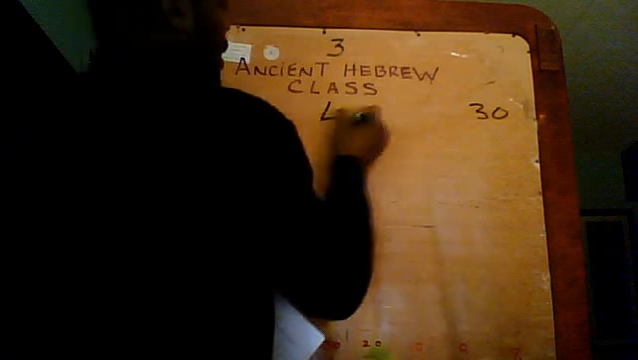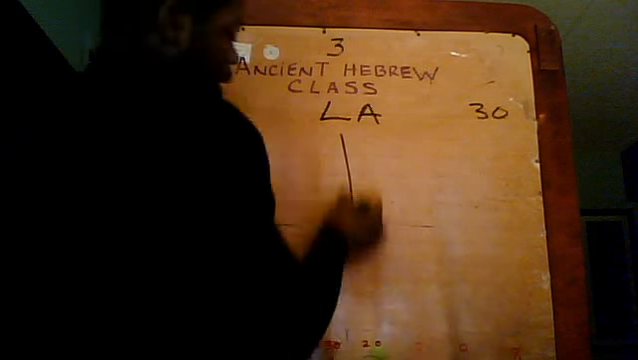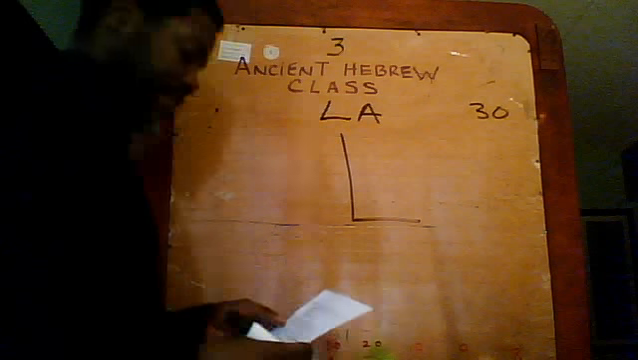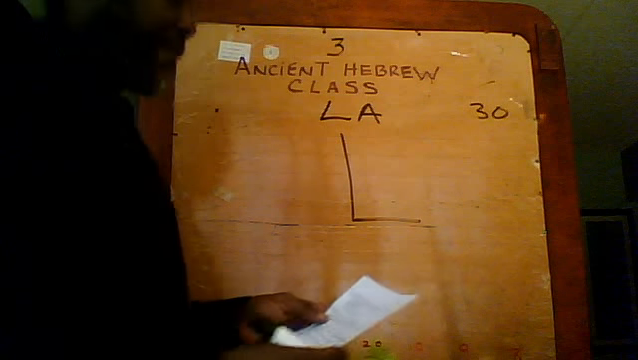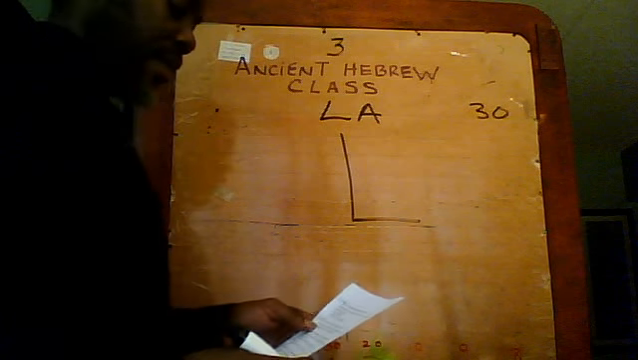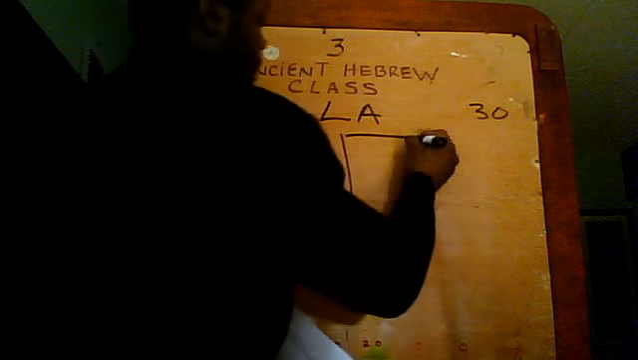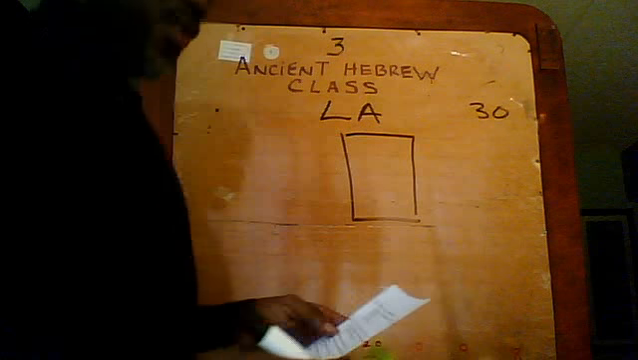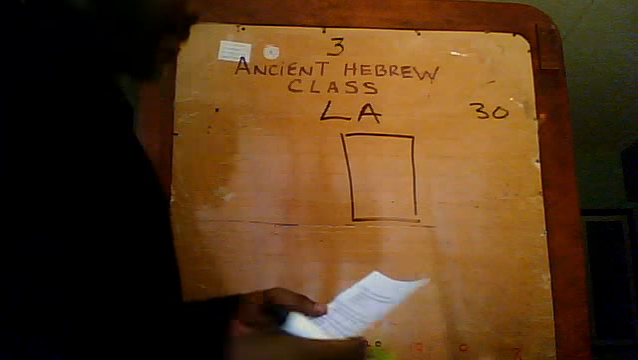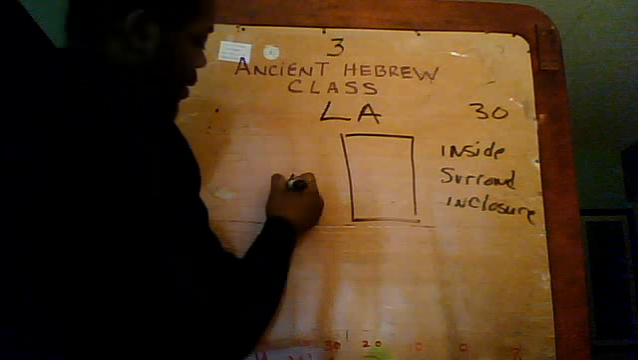30. La. La is a right angle square. This pictograph depicts a right angle square. When two are combined, they become a room, an enclosure, a box. La means inside, surround, enclose, enclosure. Let's take a word, lab.